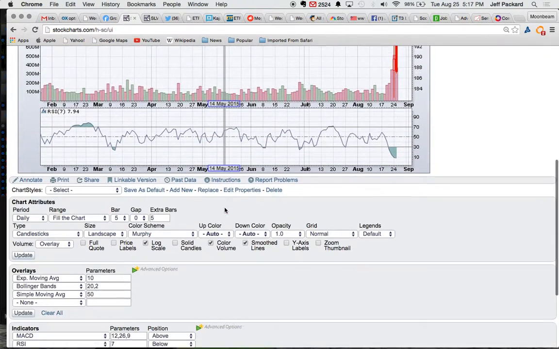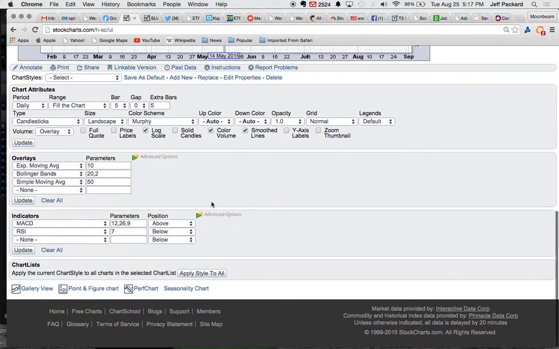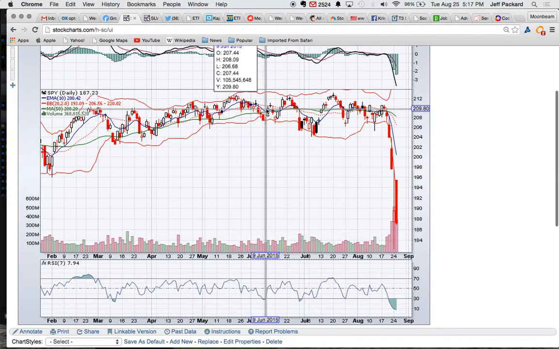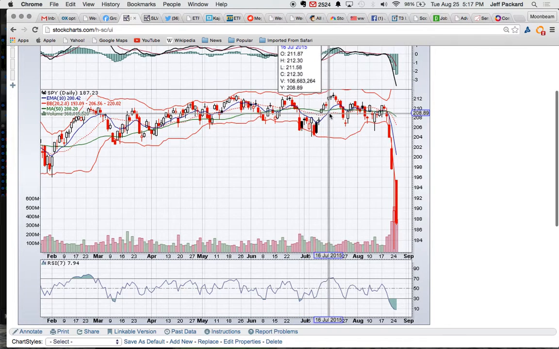Well, before I do that, if you're using stock charts, I hope you are, we'll give you the overlays right here. So I use an exponential moving average of 10, so you're familiar with that. Bollinger Bands, you just click on that, and it defaults to 22. And then the simple moving average, I use a 50 as well, just to know where the 50 is.